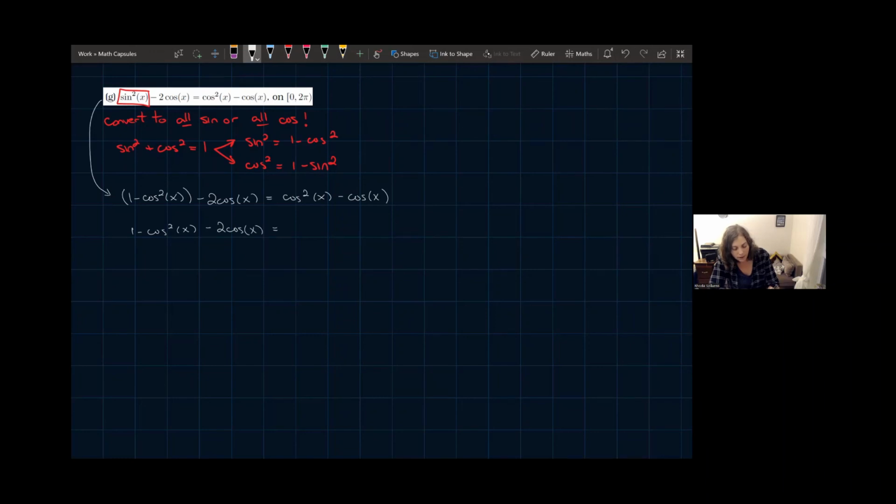And this is basically a quadratic equation. Maybe it doesn't look that way right now, but if you were to take all of the cosines in this equation and replace them with some other letter, let's say if I said y is equal to cos x, then y squared would be equal to cos squared of x. Then this equation that I have here would be 1 minus y squared minus 2y is equal to y squared minus y. So do you know how to solve an equation like that one?